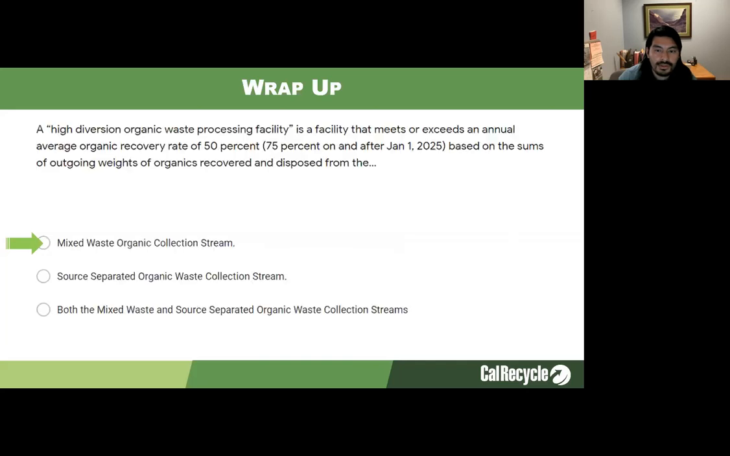Let's go to the next one here. A high diversion facility is a facility that meets or exceeds an annual average organic recovery rate of 50% or 75% on or after January 1st, 2025, based on the sums of outgoing weights of organics recovered and disposed. And recall I said that this may be in the quiz, and in that slide, recall that I said it's from the mixed waste organic stream only, the MO stream only. So the second and third one are incorrect. So let's see how many folks got that right.